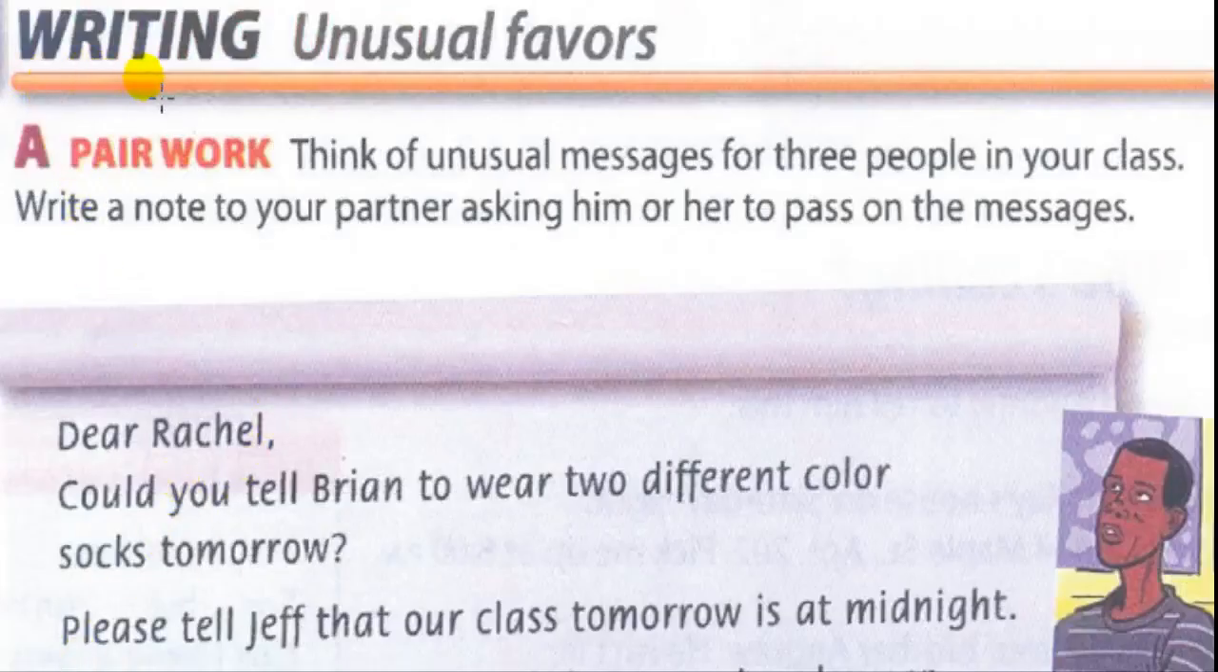Exercise number 9. Writing. Unusual favors. Unusual, not usual. A. Pair work. Think of unusual messages for 3 people in your class. Write a note to your partner asking him or her to pass on the messages. So you write a note, on a piece of paper, to your partner, to your friend, asking him or her to pass on the message, to give the message to another person.